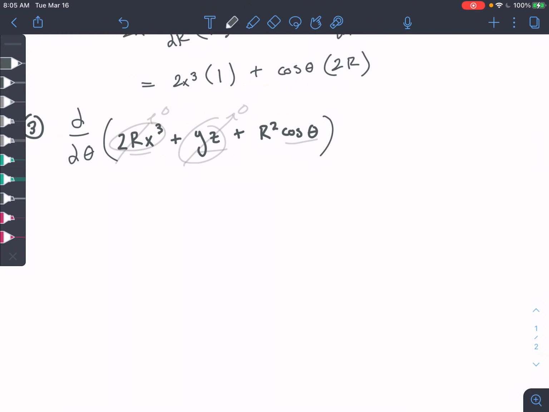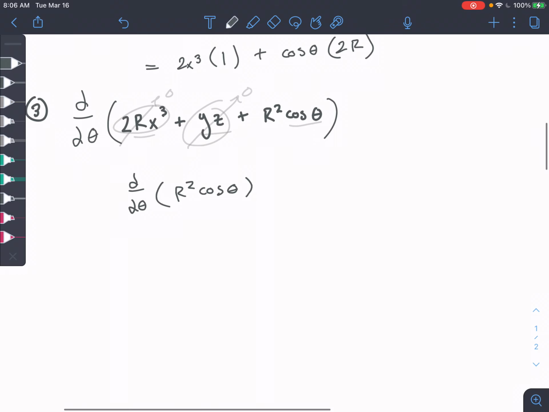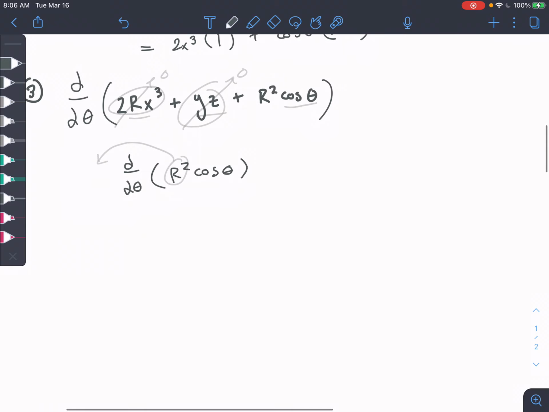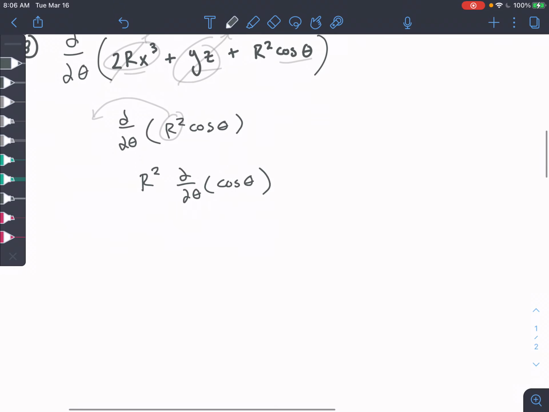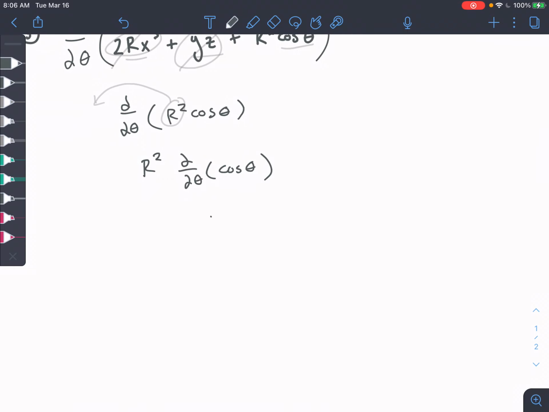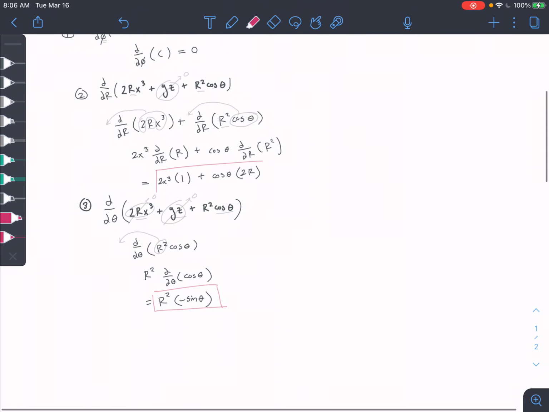So we're going to have the derivative of r squared cosine of theta, right? Okay, but this does not have any theta components. We're treating it like a constant, so we can pull it out. R squared cosine of theta. Okay, and the derivative of cosine of theta with respect to theta is just going to be negative sine of theta multiplied by r squared. So that's our answer here. Okay, let's do the next one.